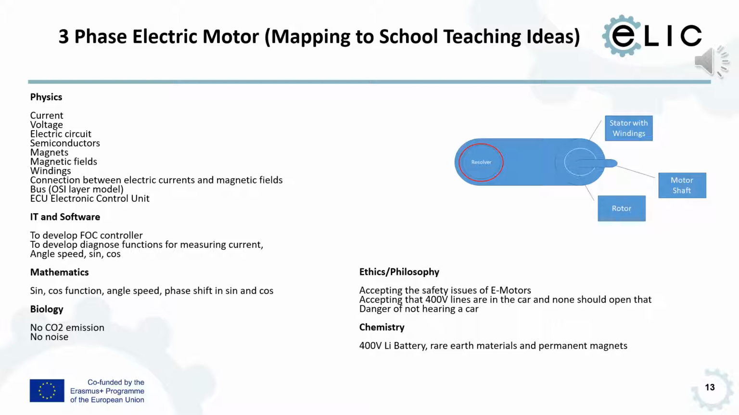Not talking about what we have talked about at the introduction, that actually when we switch to e-motors, we need much less petroleum. When we need much less petroleum, this has an impact on the world market and might lead to further conflicts. And in chemistry, we have learned about materials which we use for permanent magnet motors and rotors, and also the lithium and the setup of 400 volt lithium-ion batteries.